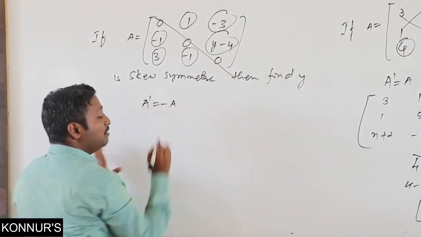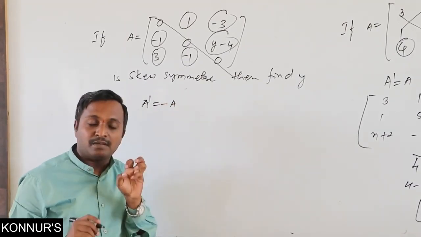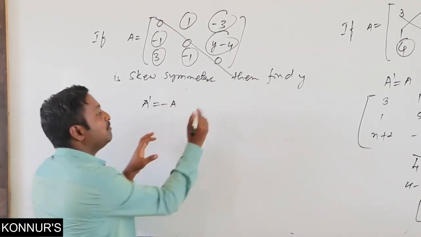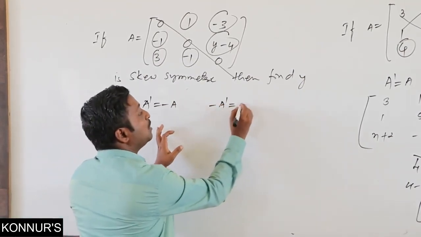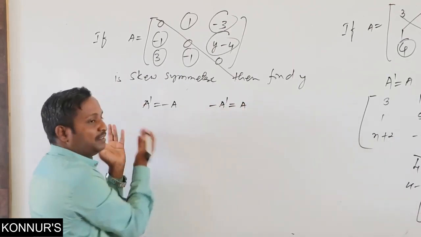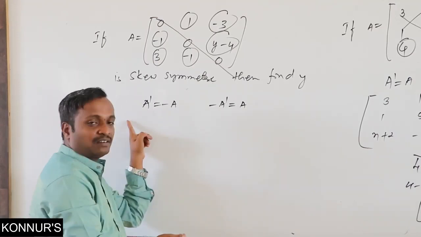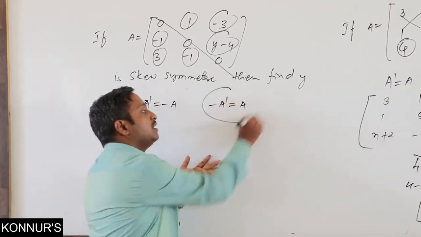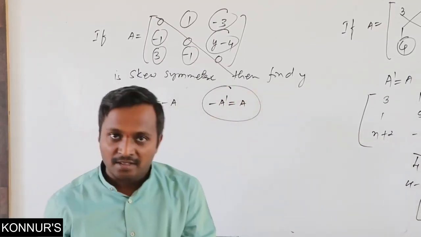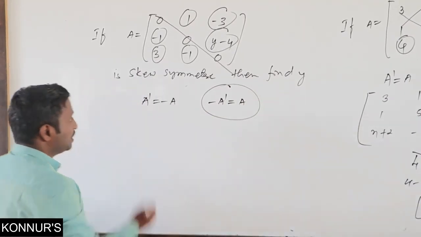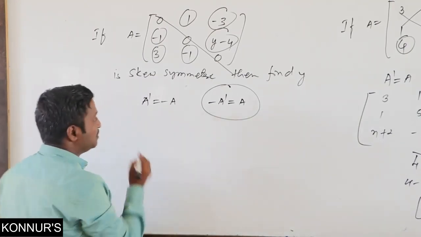And be careful, some of the people will use A dash equal to minus A. Instead of that, some people will do it like this, minus multiply, simple way, don't get confused. If I take minus out here, minus multiply, what happens? Minus A dash becomes A. There might be a different form of the definition, it will change, don't get confused. A dash equal to minus A, definition. A dash is what?